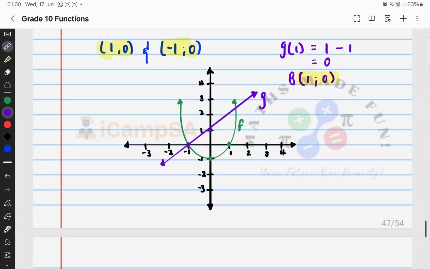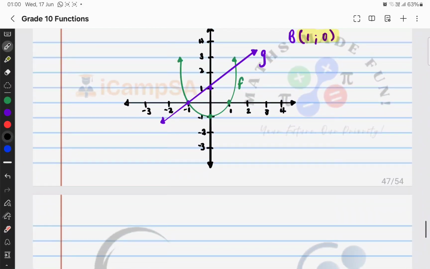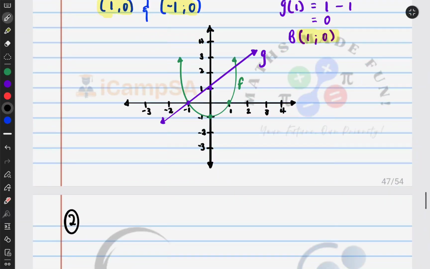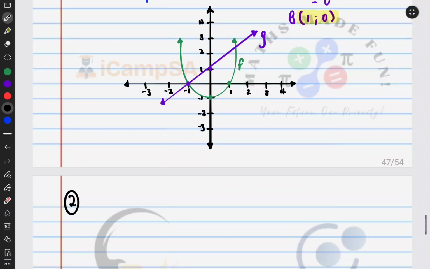Create. Let me add the page. This is for number 2. We are asked to find the domain and range of the f function, so of the parabola. So the domain for the parabola, remember that for the domain we are looking at the x-axis. So the function exists for all the x-axis.